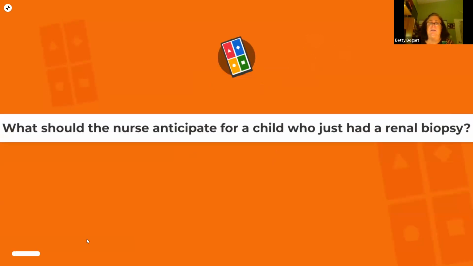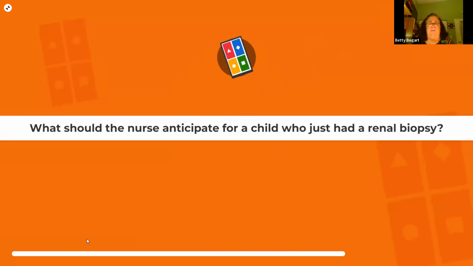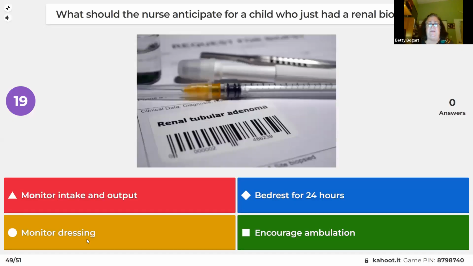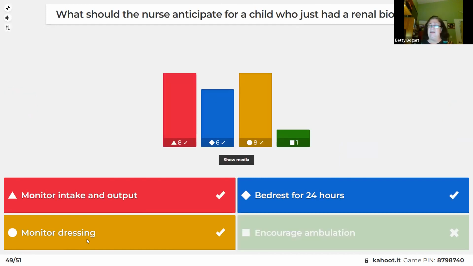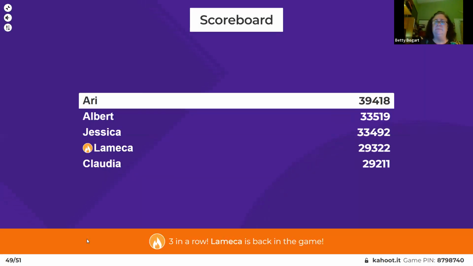A multi-select. What should the nurse anticipate for a child who just had a renal biopsy? Remember, I told you a lot of this is similar to a cardiac catheterization. We're going to have a sandbag on the area if we possibly can. Kid is not getting out of bed. He is staying in bed. We're going to monitor that dressing for urine or blood. And of course, we've just touched the kidney. Intake and output are very important. Good job.